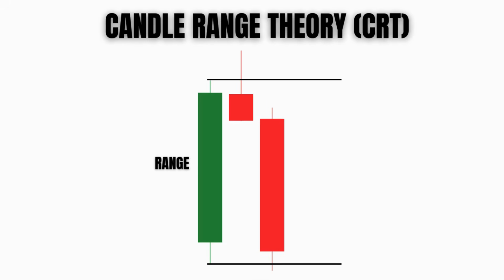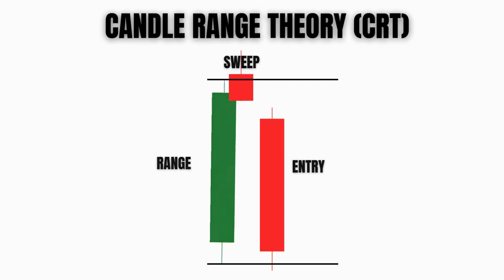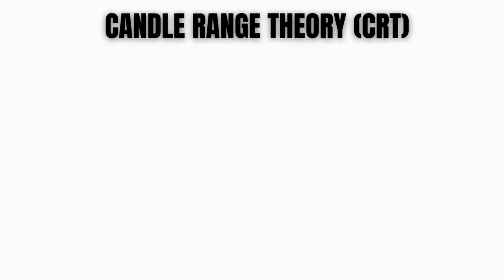Candle 2 creates the sweep. It breaches one side of Candle 1's range to collect liquidity. Candle 3 provides the entry signal and directional move. In an uptrend, identify a bearish correction candle, mark its high and low. If the next candle dips below the low and reverses back inside the range, without closing below, you have a valid CRT sweep. Drop to a lower time frame, find a bullish FVG, and set your buy limit entry.